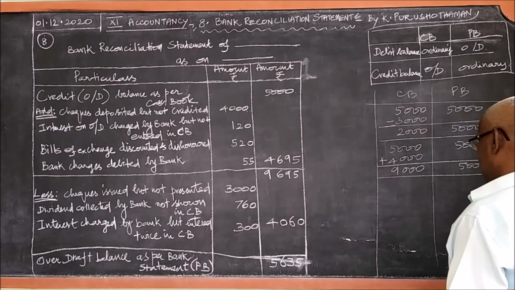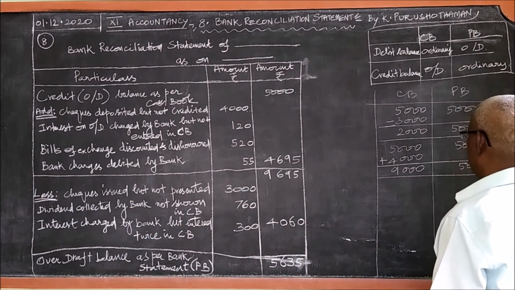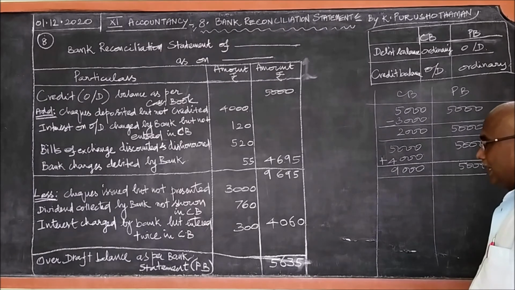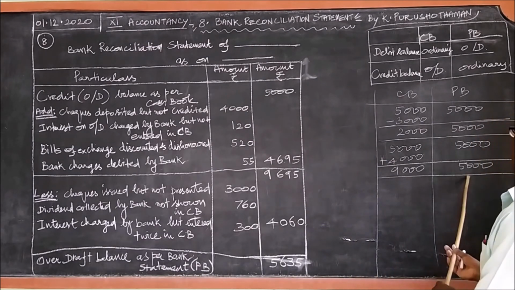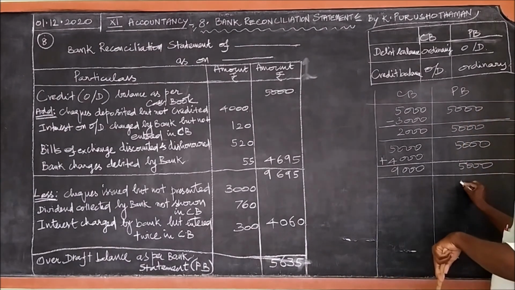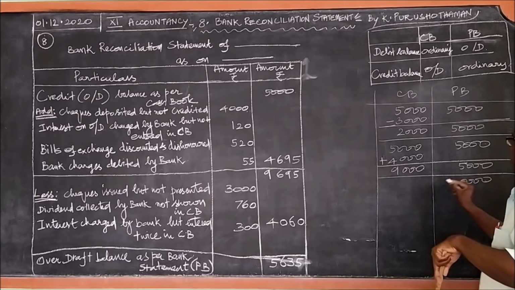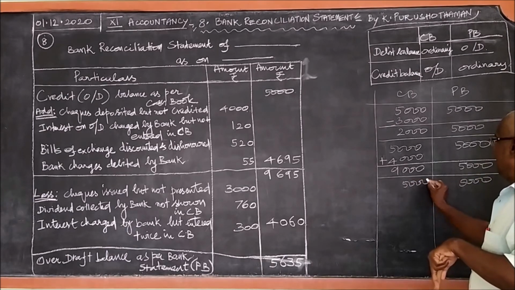And for that the excess amount interest will be collected by the bank. Now that will be automatically debited from this balance in the bank.